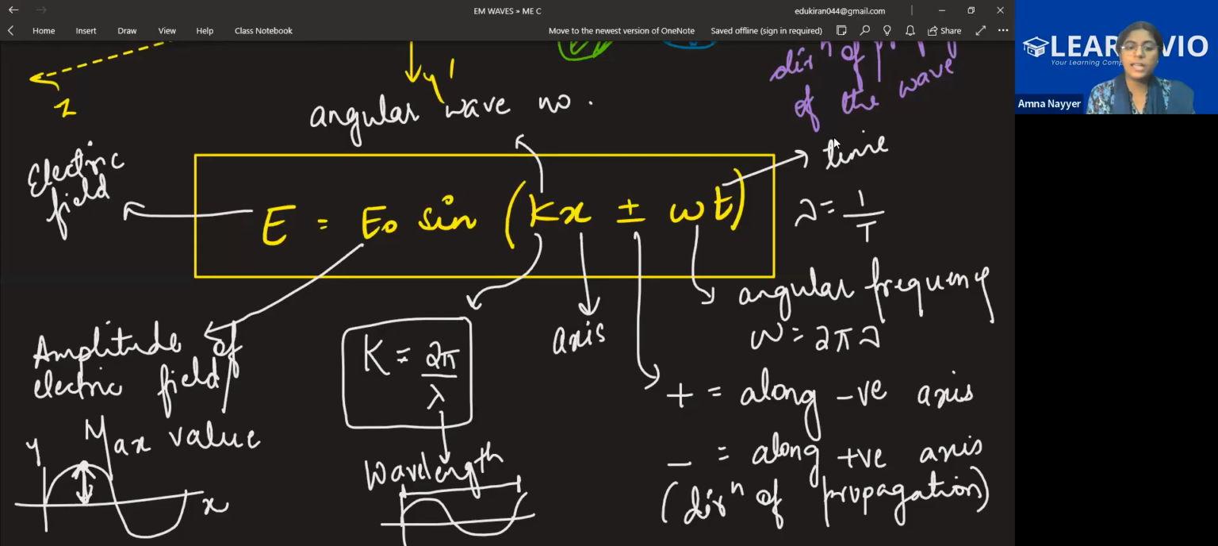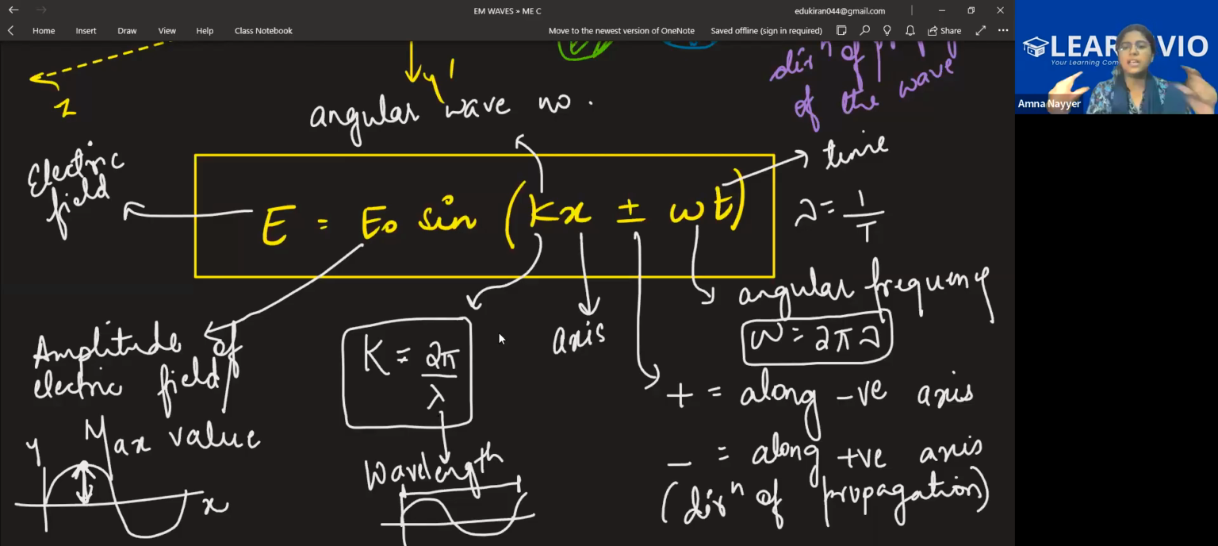So when you are calculating linear frequency, you can write it as 1 by t, or you can write it as omega by 2 pi also, whichever quantity is mentioned. 2 pi is necessary. So this is important, and this is used a lot. This formula of angular wave number is important. These things are asked separately.